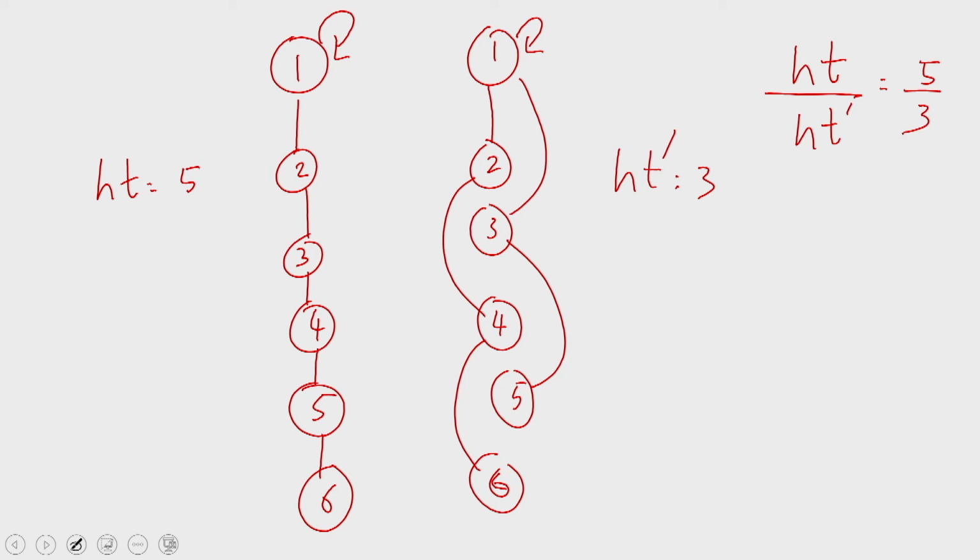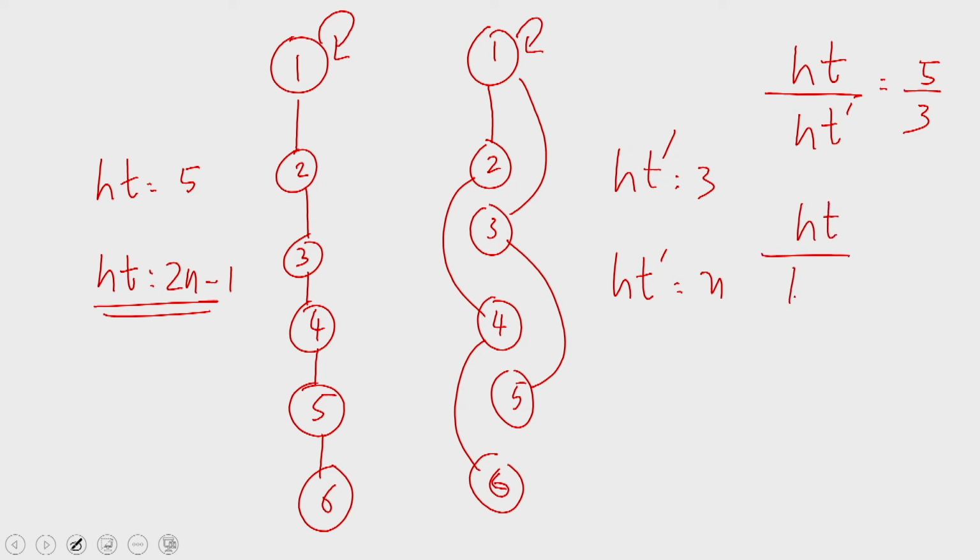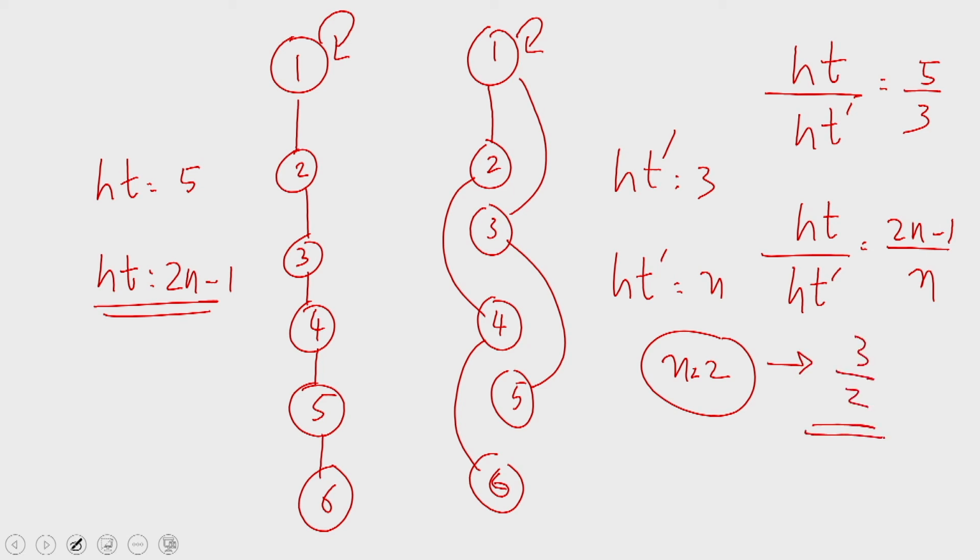In general, if you take a tree of height 2n minus 1, the new height is going to be n, or in other words, the ratio is going to be (2n minus 1) divided by n. This is minimized when n equals 2. When n equals 2, the ratio becomes 3/2. The least ratio is 3/2. For any other value of n, we have a better ratio.